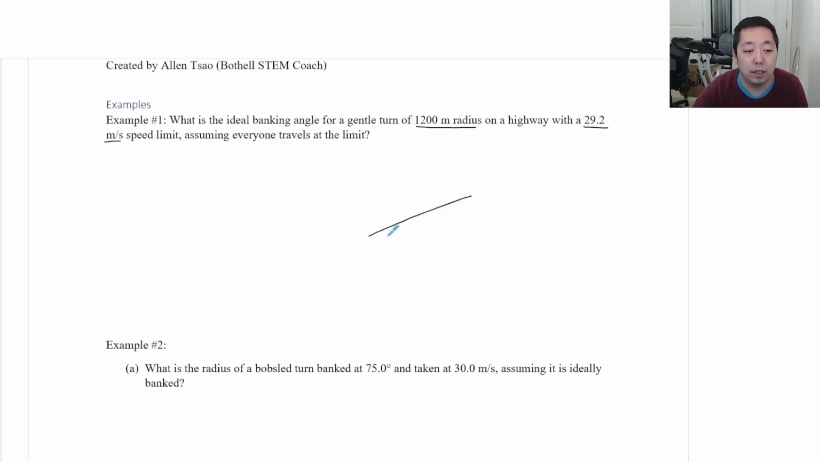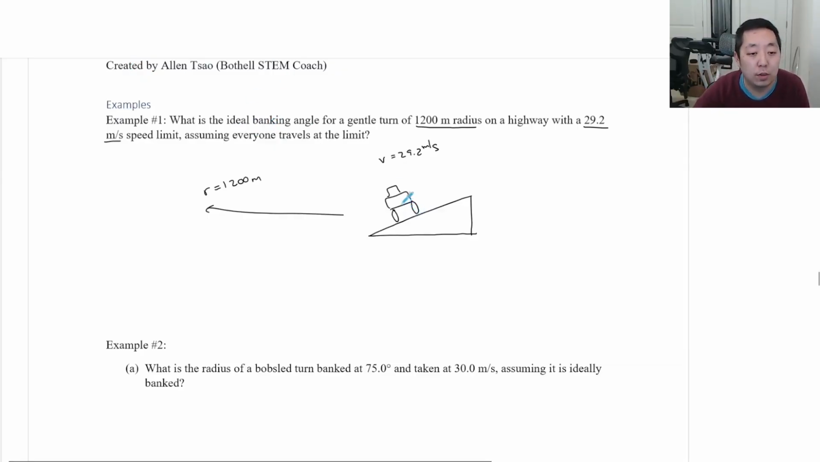Okay, so we're going to take a look at our free body diagram. We've got a car here on an incline. The radius is 1,200 meters. The speed of the car is 29.2 meters per second. Ideal banking angle means no friction. So the free body diagram is gravity and a normal force perpendicular to the plane. But remember, the centripetal acceleration is to the left like this.